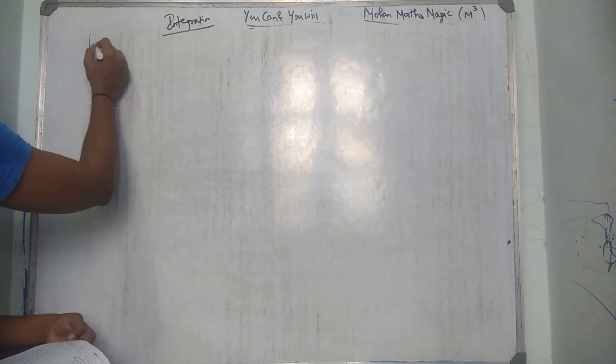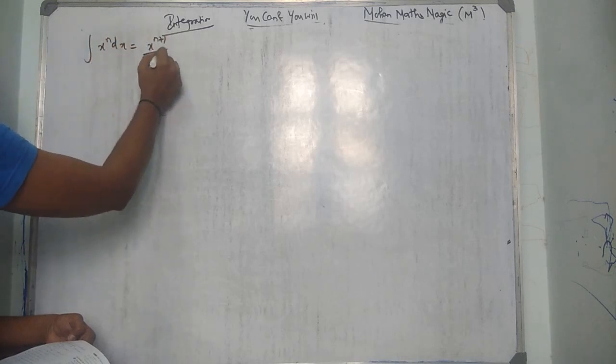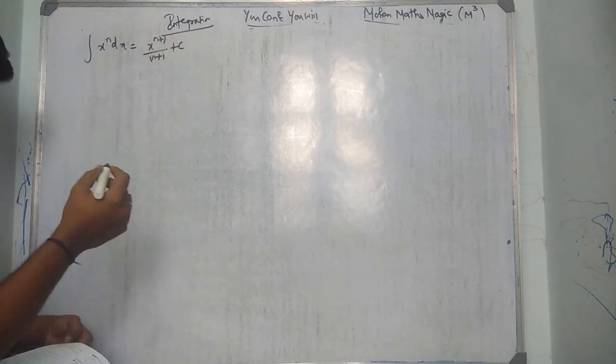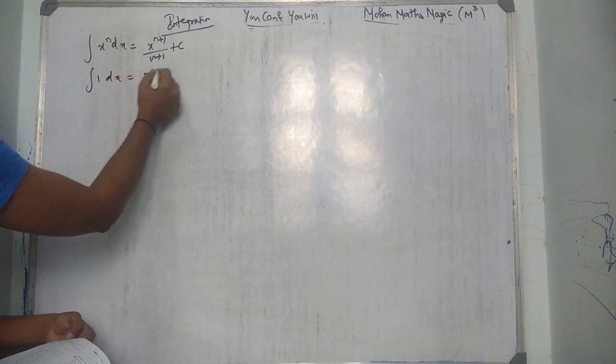Formulas. The first one, x power n dx. You'll get x power n plus 1 upon n plus 1. You can note it down in your classbook. And the second one, a constant. So 1 dx, you get x plus c.